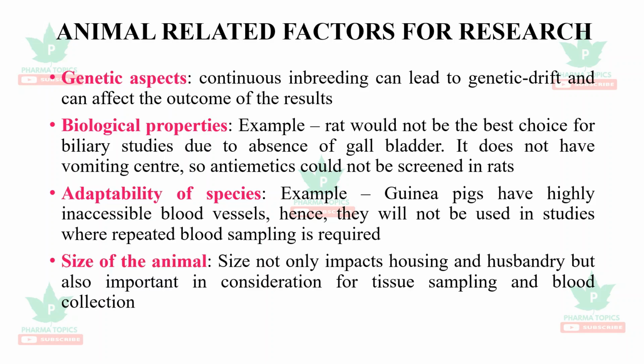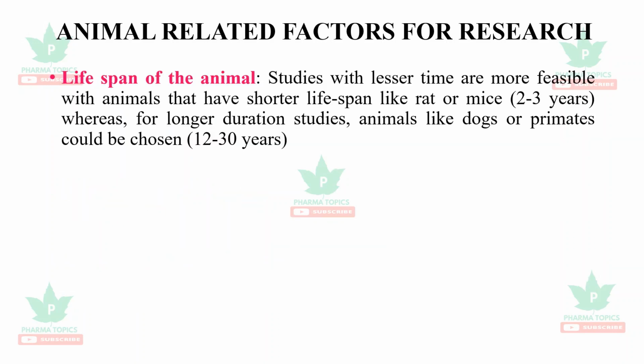Size of the animal. The size of the animal not only impacts housing and husbandry, but also it is very important in consideration for tissue sampling and blood collection. The next is lifespan of the animal. Studies with a lesser time are more feasible with animals that have a shorter lifespan, like a rat or mice, which is approximately 2 to 3 years. Whereas for longer duration studies, animals like dogs or primates could be chosen, which have a lifetime of roughly 12 to 30 years.